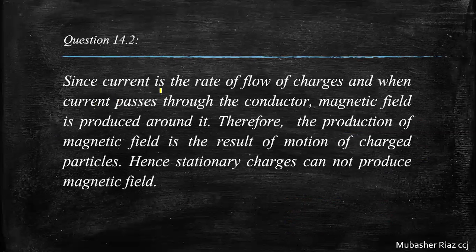Since current is the rate of flow of charge, when current passes through the conductor, magnetic field is produced around it. So for a magnetic field to be produced, current must pass through the conductor, and current is the rate of flow of charges. Hence we can say that magnetic field cannot be produced by stationary charges because they are not in a state of motion, they are in a state of rest, so they cannot produce a magnetic field. So this is question number 2.